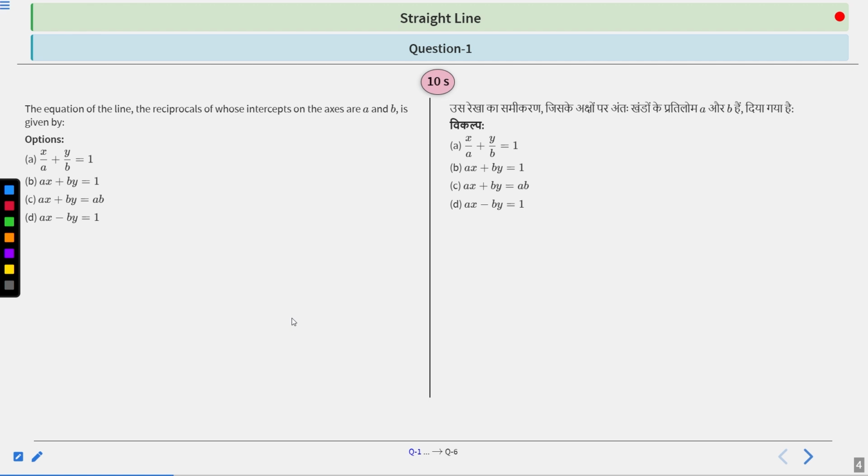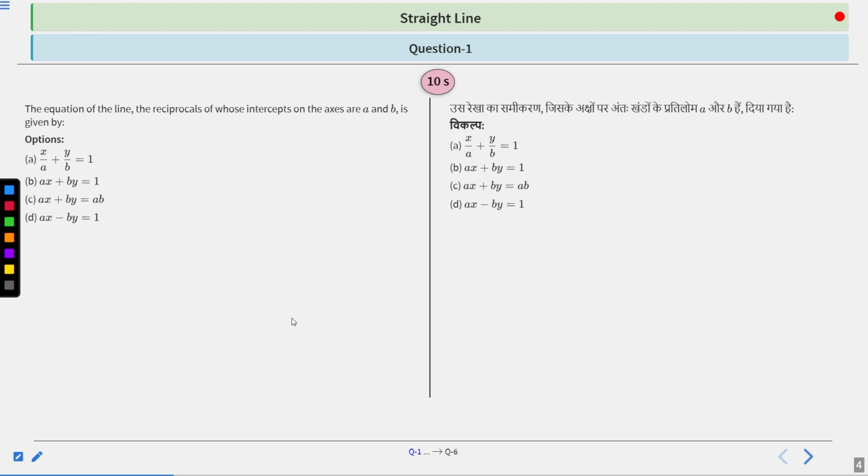See what is given. We know the equation of a straight line in intercept form, right? If any straight line is making an intercept, suppose A with x-axis and B with y-axis, then the equation of line can be written as x by A plus y by B is equal to 1.